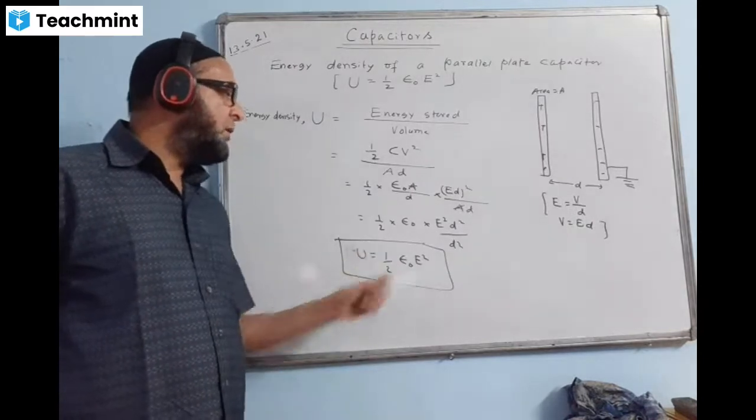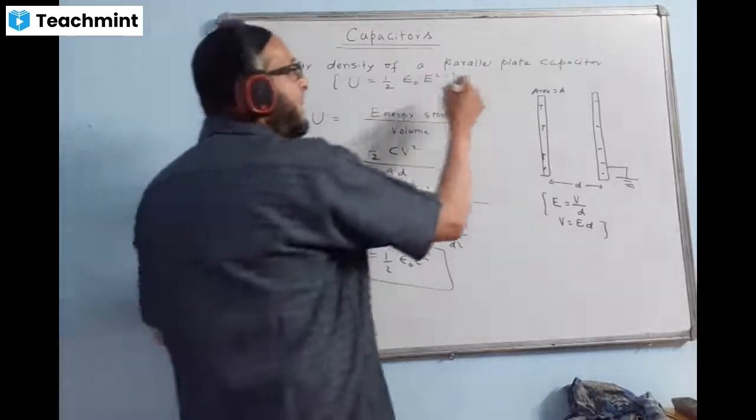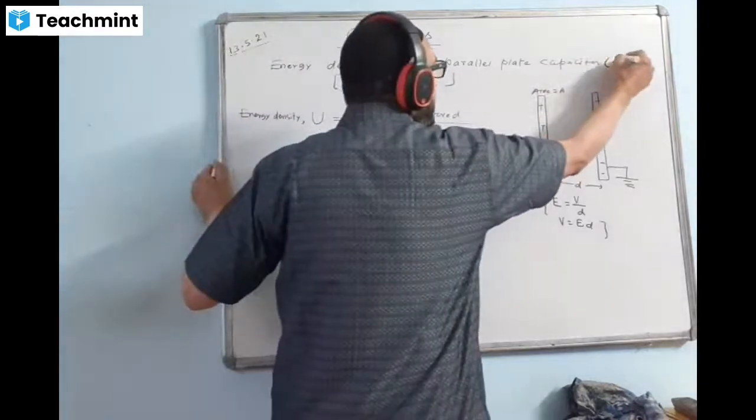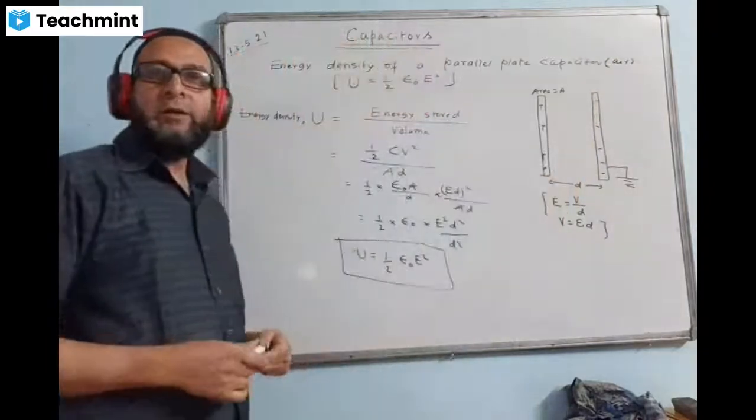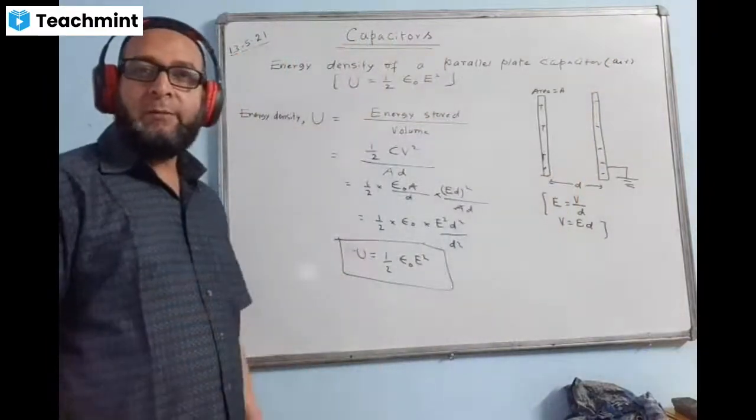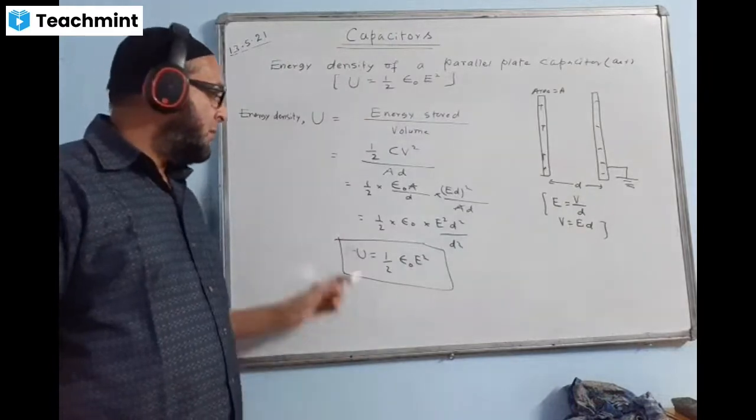For a parallel plate capacitor, in the space in between we have got air filled. No dielectric medium, it is empty or free space. So this is the formula: U is equal to half epsilon naught E square.